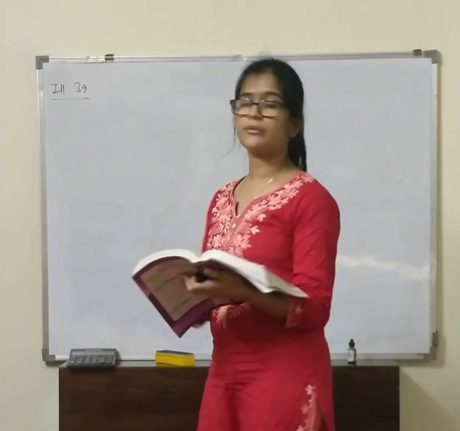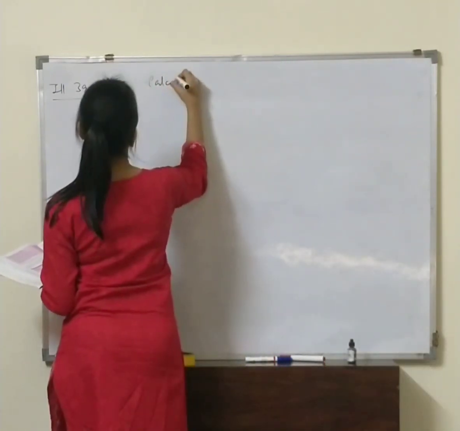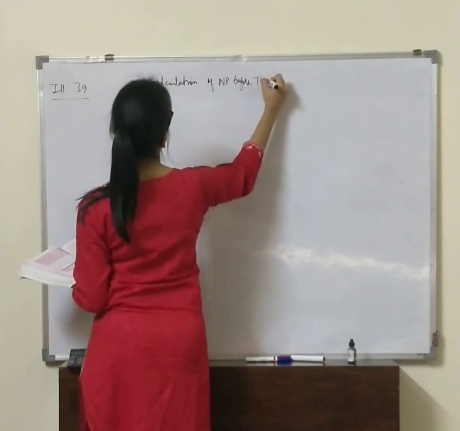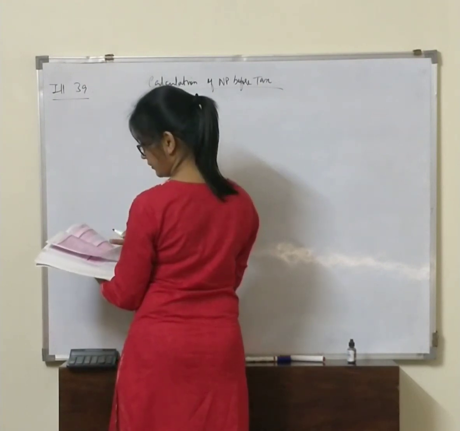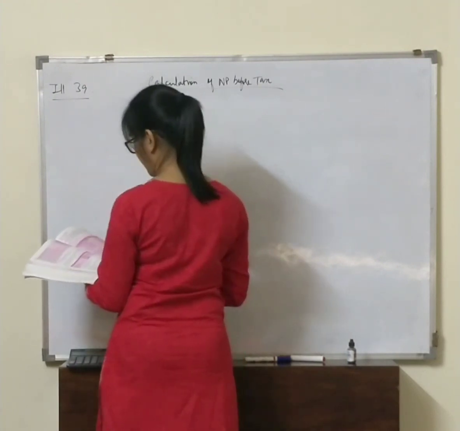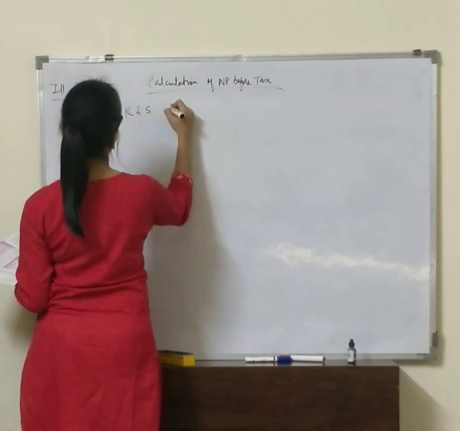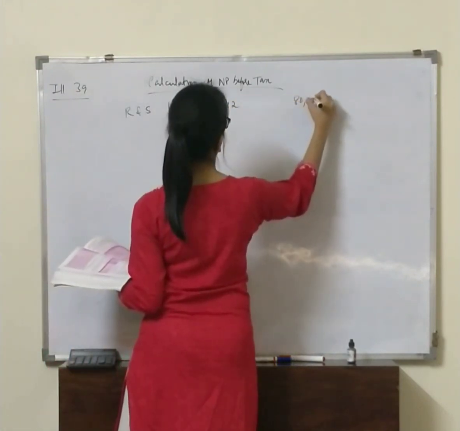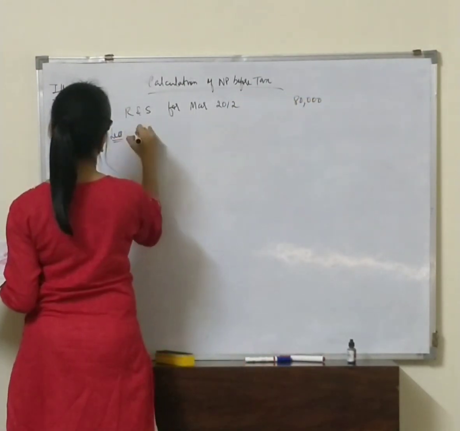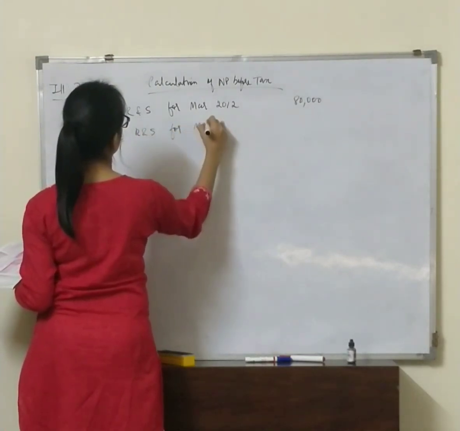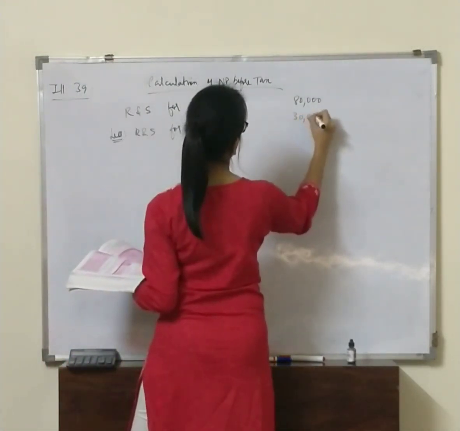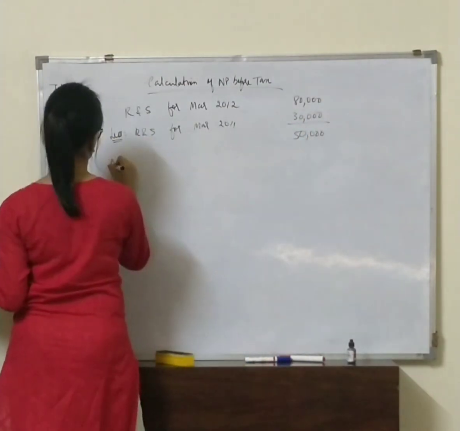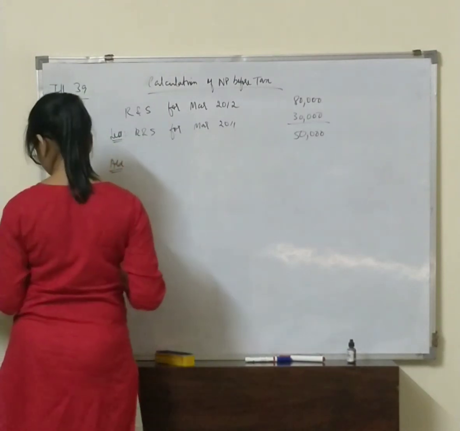So the first step we have to do is the calculation of net profit before tax. So they have given us reserves and surplus. Previous year it is 30,000 and the current year it is 80,000. So reserves and surplus for March 2012 is 80,000 less reserves and surplus for March 2011, 30,000. We get 50,000.